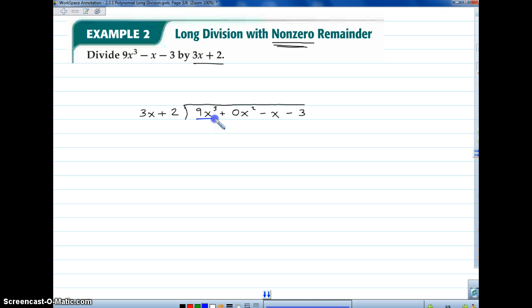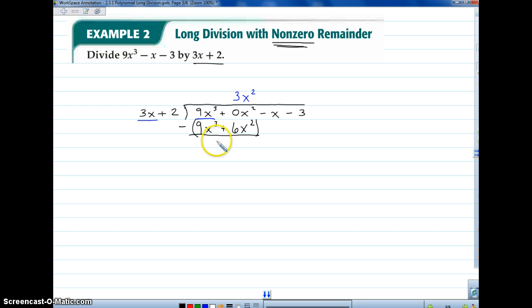So then we take our first term, which is 9x cubed. We divide that by our first term outside here. It's the same process we did before. 9x cubed divided by 3x is 3x squared. And so our answer goes in the x squared column. That's why I had that 0x squared there to keep its place. And then we distribute. So we're going to multiply 3x squared times 3x is 9x cubed. 3x squared times 2 is 6x squared. And then we subtract these from our original polynomial.